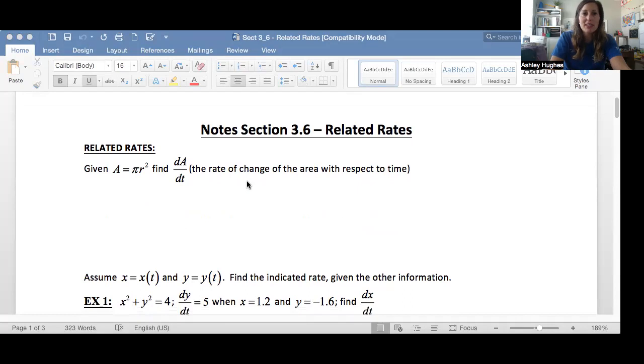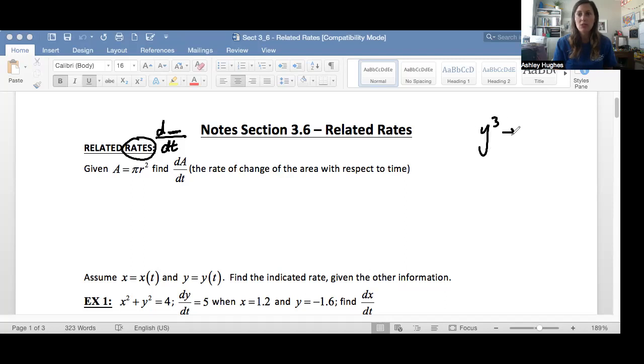So related rates, they are rates that are related, obviously. Rates means you're taking the derivative with respect to time. So anytime you're thinking about a rate of something, you're thinking about that derivative, whatever that variable is, with respect to time. So this is an example of how you might find the derivative of a function with respect to time. This is kind of like implicit differentiation.